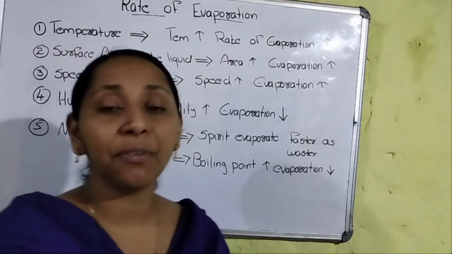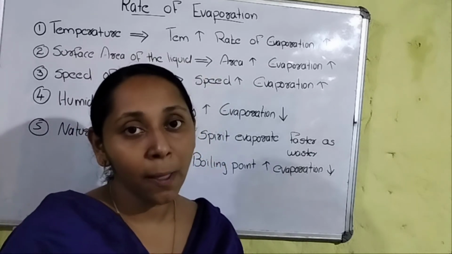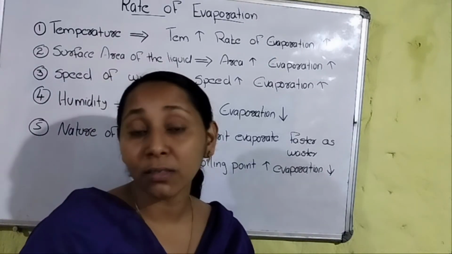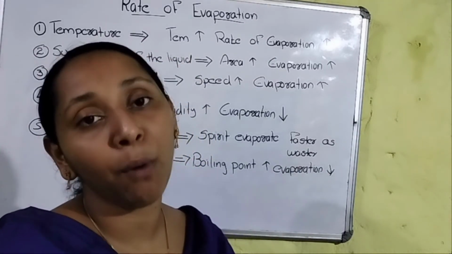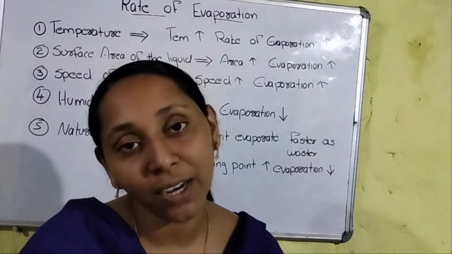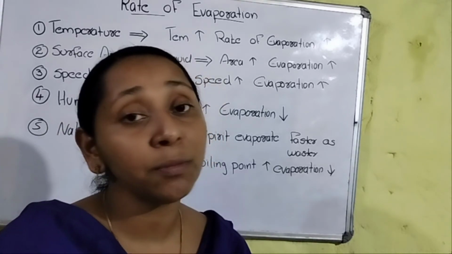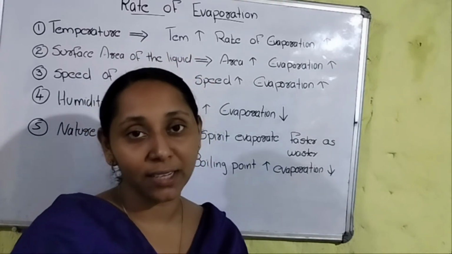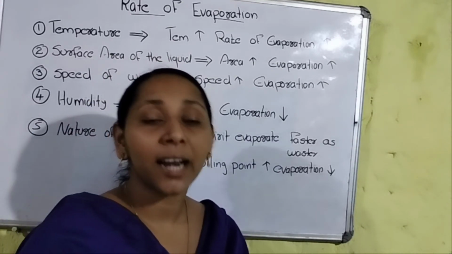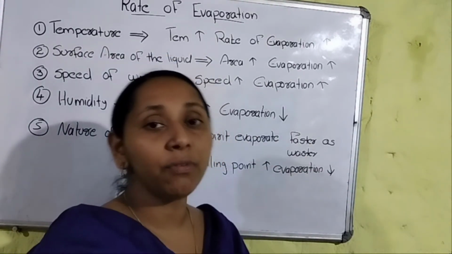And the next one, nature of the liquid. Different liquids have different boiling points and different evaporation rates. Boiling point increases, evaporation decreases, because evaporation happens below the boiling point. So boiling point increases, evaporation decreases. As an example, take water and spirit. Which one evaporates more? Spirit evaporates more. So it depends on the liquid; the rate of evaporation is also different.